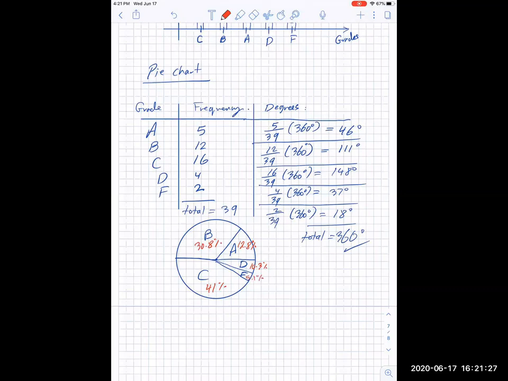And that's the pie chart. I'm gonna check it. I'm gonna add the percentages, make sure that I have 100%. 12.8 plus 30.8 plus 41 plus 10.3 plus 5.1. I have exactly 100%.